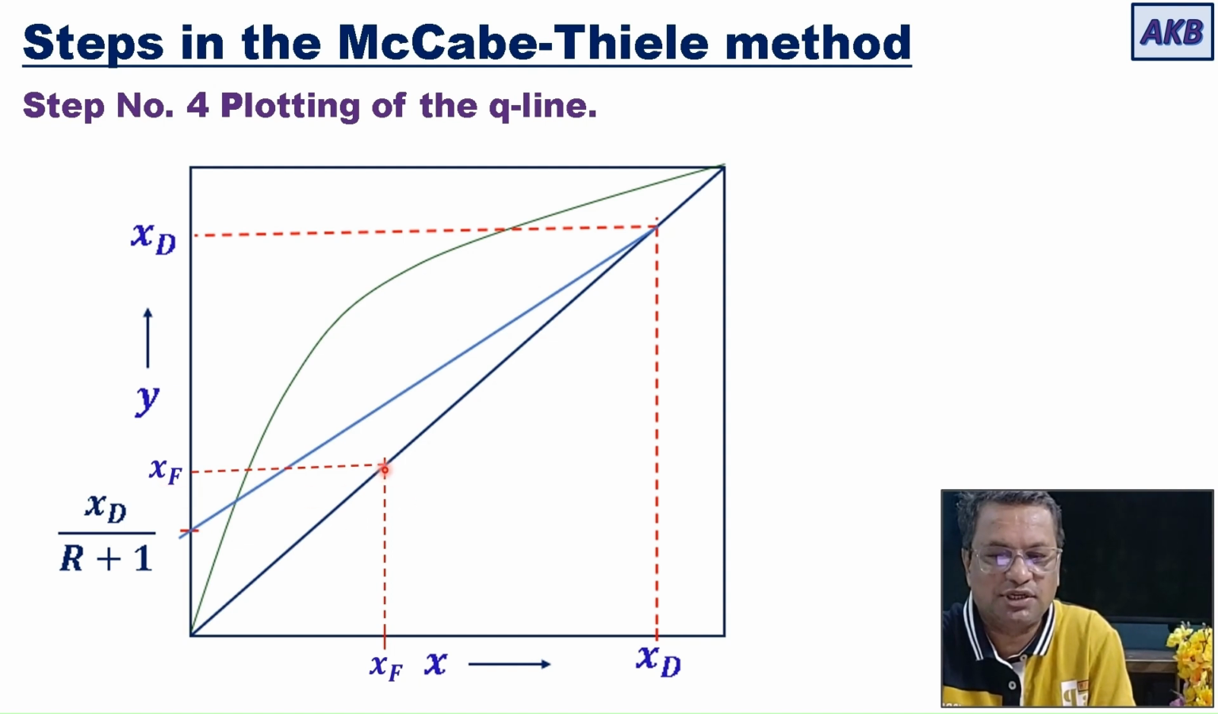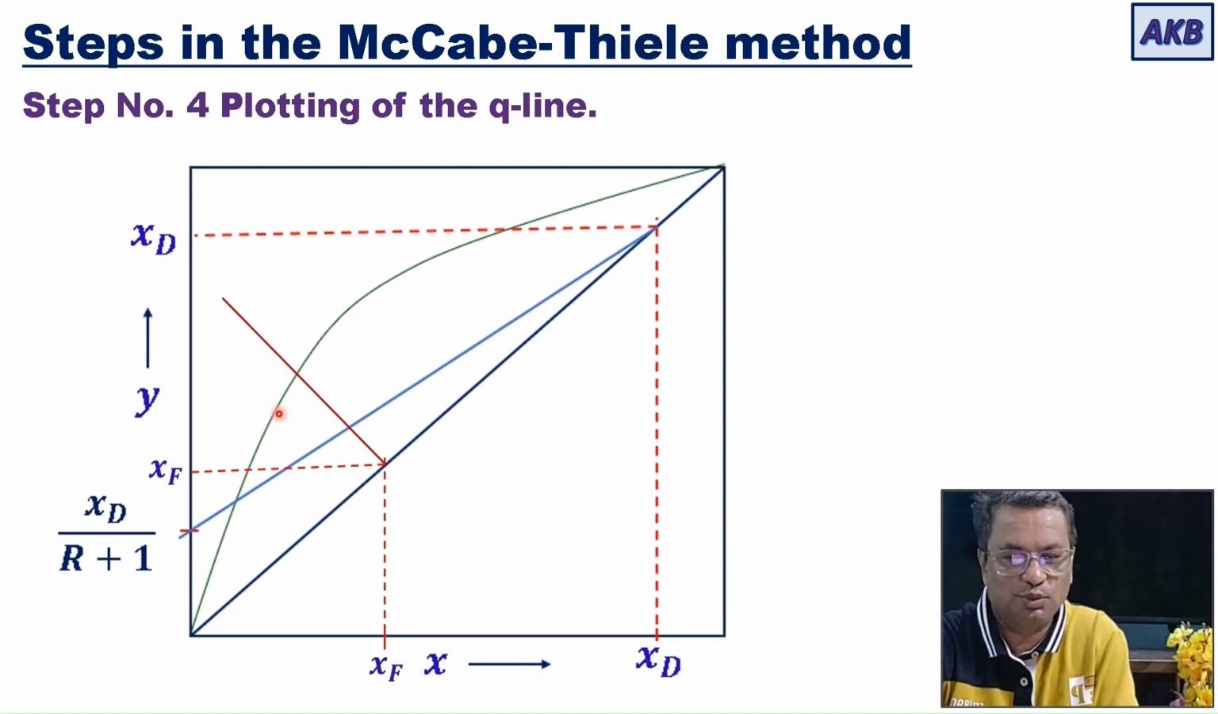The Q line will start at this point, and it will be placed according to its slope. And we have considered a partially vaporized feed, in which case the slope of the Q line is negative. So for example, the Q line could be like this. So in this step, we have learned how to plot the Q line. Let us move ahead. If you have any doubts in the discussion, please mention those in the comment section.